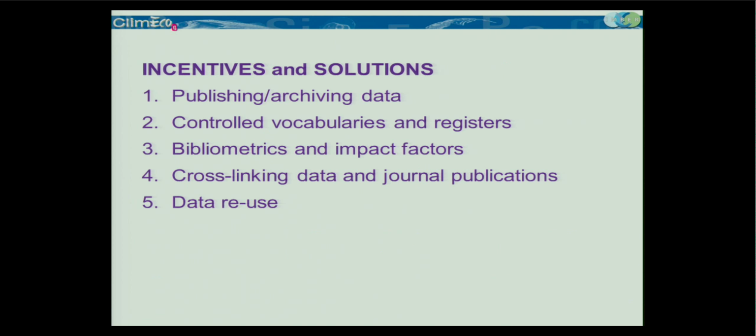So, incentives and solution. One is to convince scientists to publish and archive data, to show them how to use controlled vocabularies and registers. These are tools that help to make sure that the data can be compared with other data sets from other scientists. Then show how bibliometrics and impact factors will help. Demonstrate how data and journal publications can be cross-linked, so you can easily go from a journal to a data set and go from a data set to a journal, and show ways and facilitate the reuse of data.